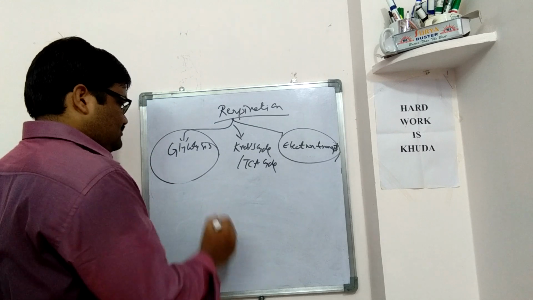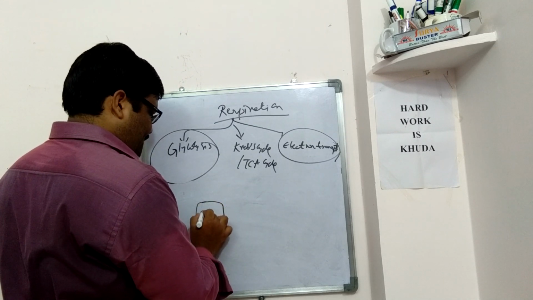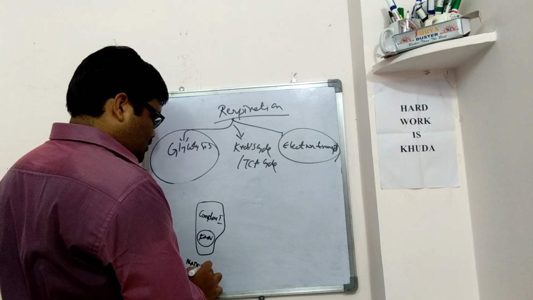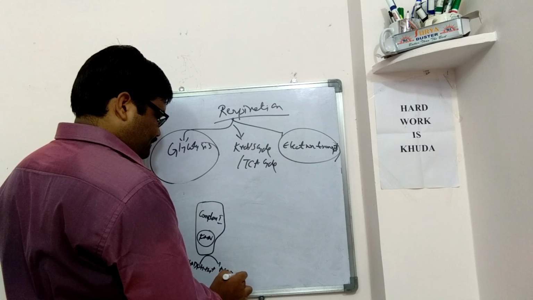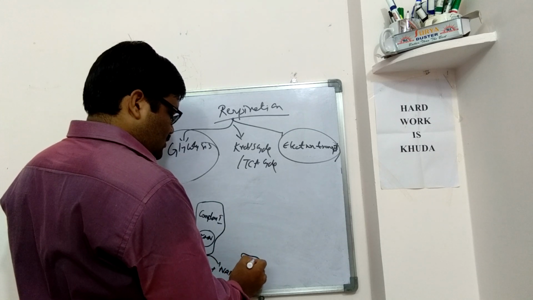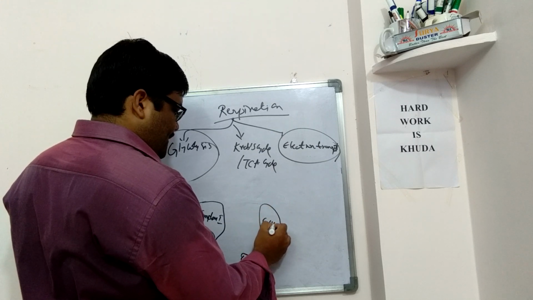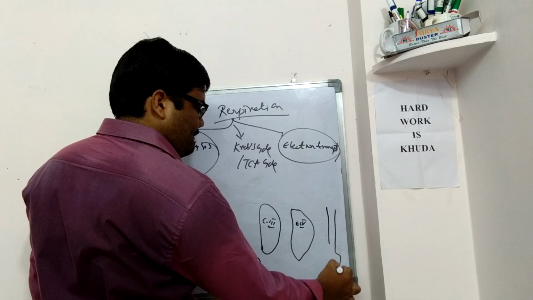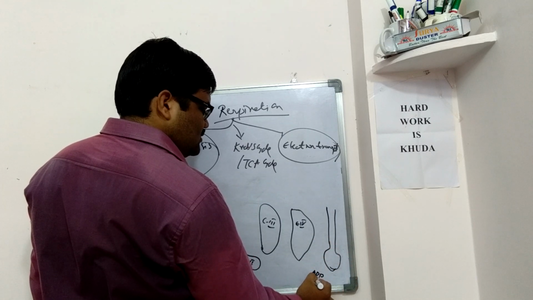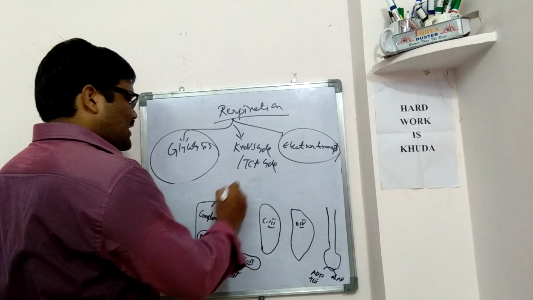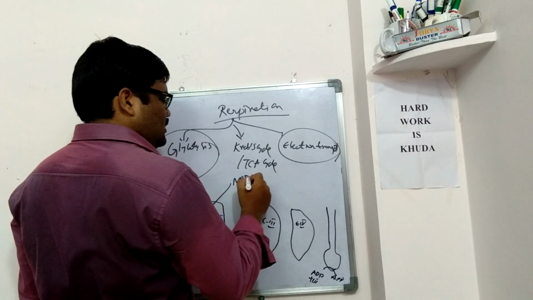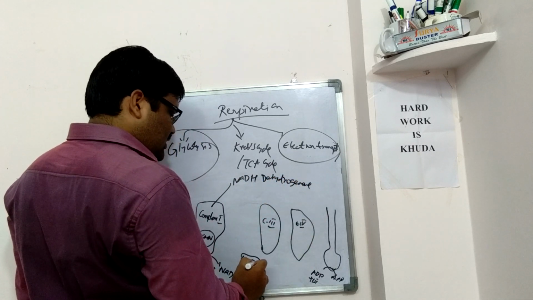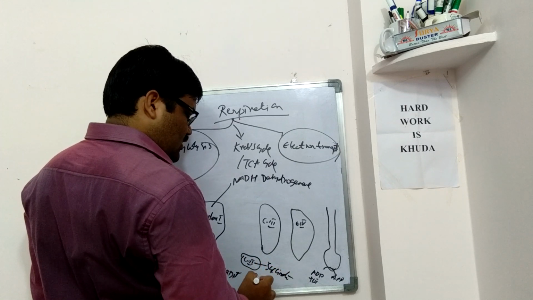to understand the different complexes, say this is complex 1, say this is FMN, NADH plus H plus, then this is complex 2, then this is complex 3, this is complex 4, this is complex 5. Here, complex 1 means NADH dehydrogenase. This is succinate dehydrogenase.